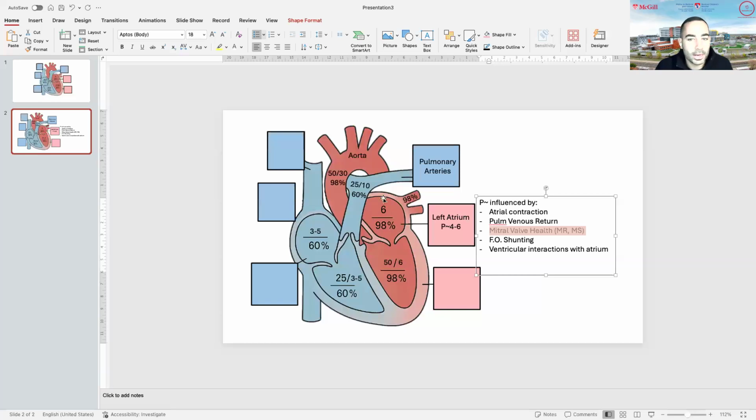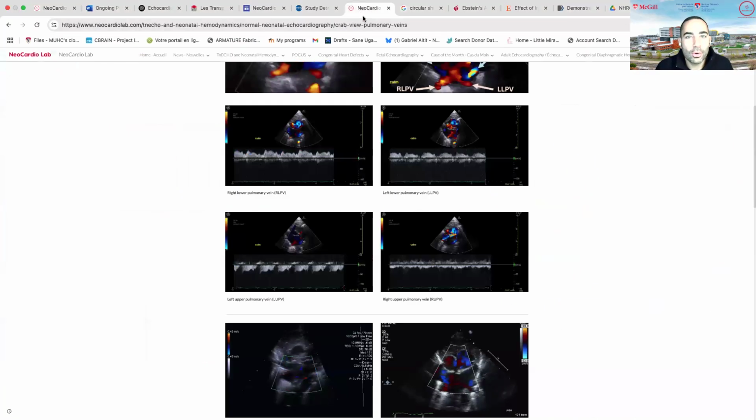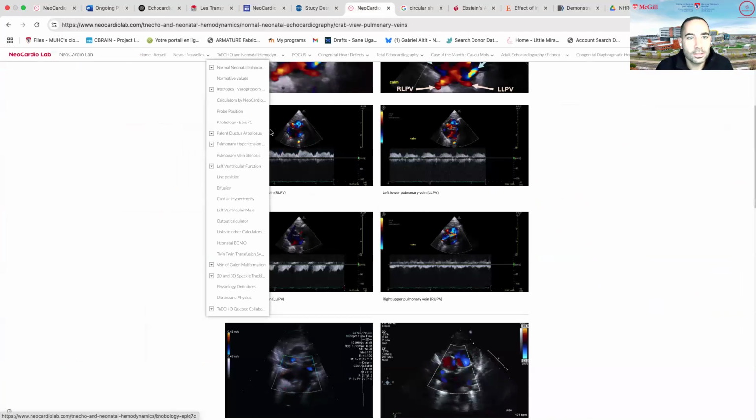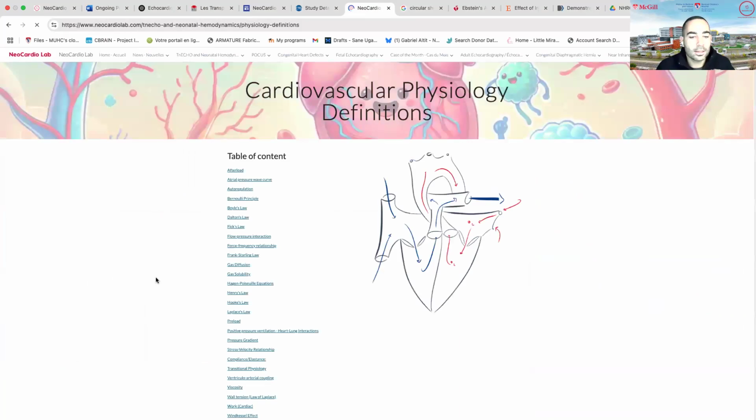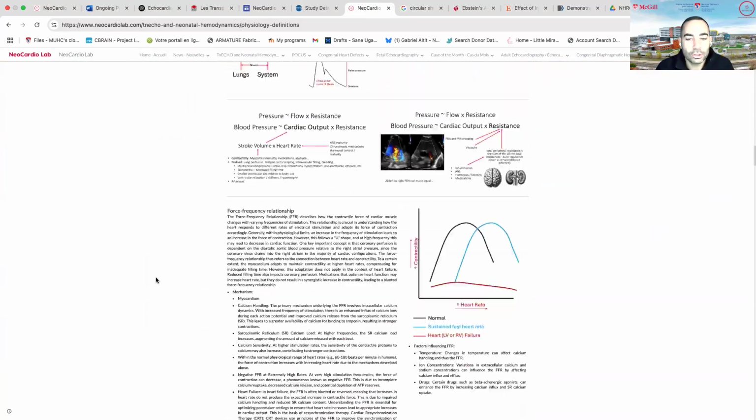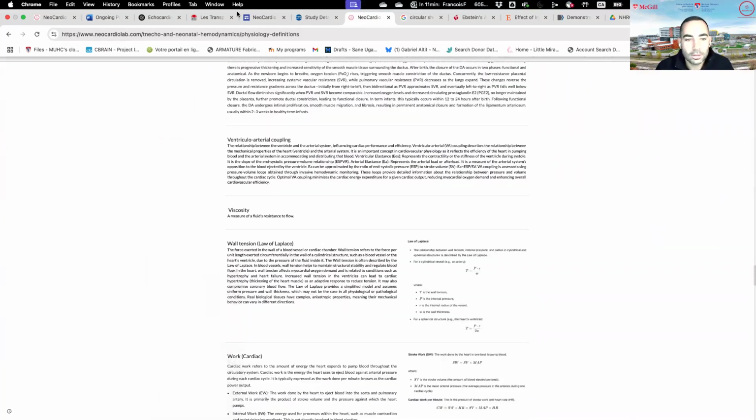And then, we just spoke about atrial pressure, pump and venous return. What I would like you to go read on is to understand a bit more the mechanics of pressure and saturations at the ventricular level. So you're going to go into the physiology section. And one thing that should be known by heart are the pressure volume loops.